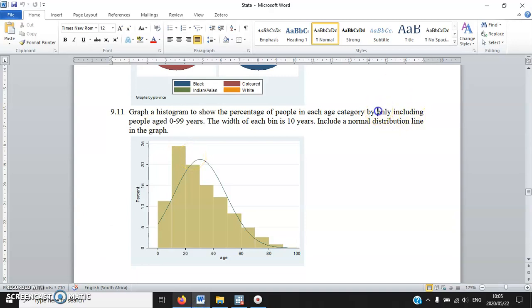You can see the restriction. Only include people aged 0 to 99 years old. And then the width of each interval is 10 years. And also include the normal distribution line in the graph.